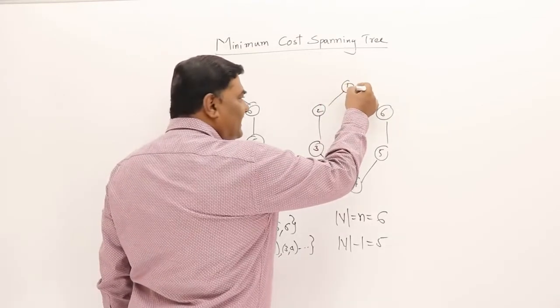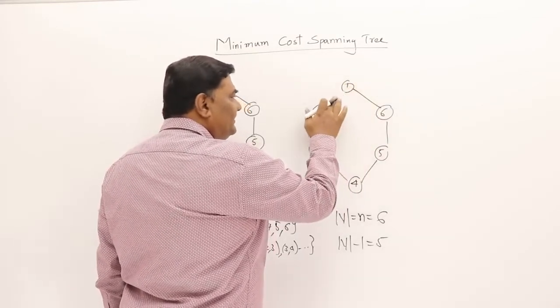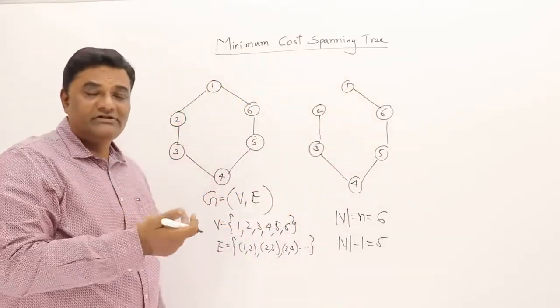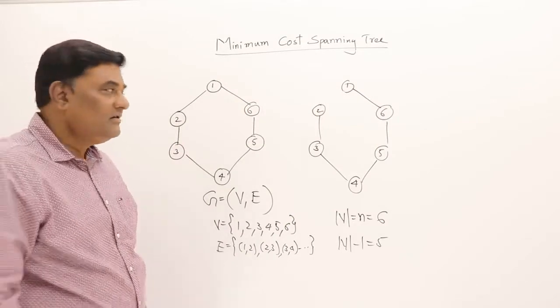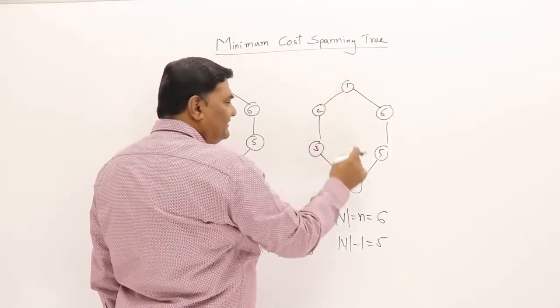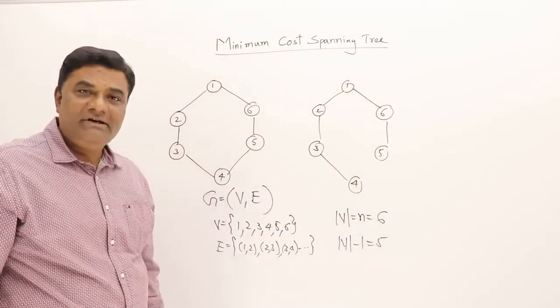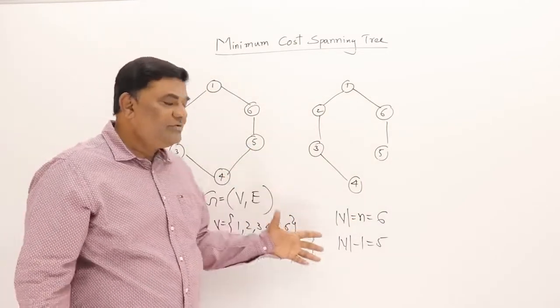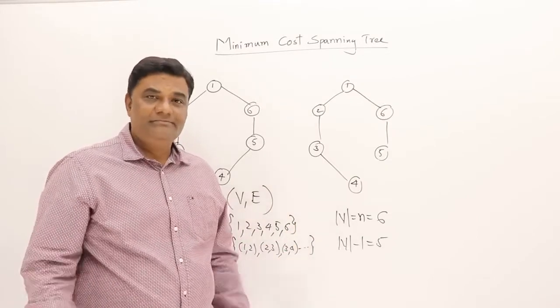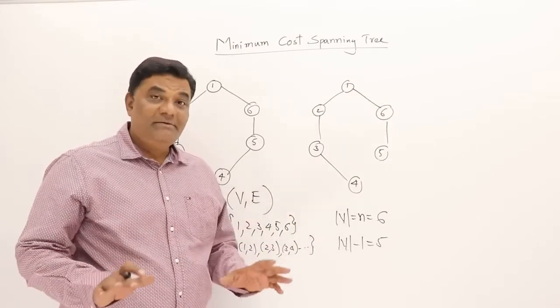Is it possible that I will take this one, but I will not take this? Yes, that is also a spanning tree. I will take this, but I will not take this. Yes, this is also a spanning tree. So which edge to select, that is a choice for a spanning tree.